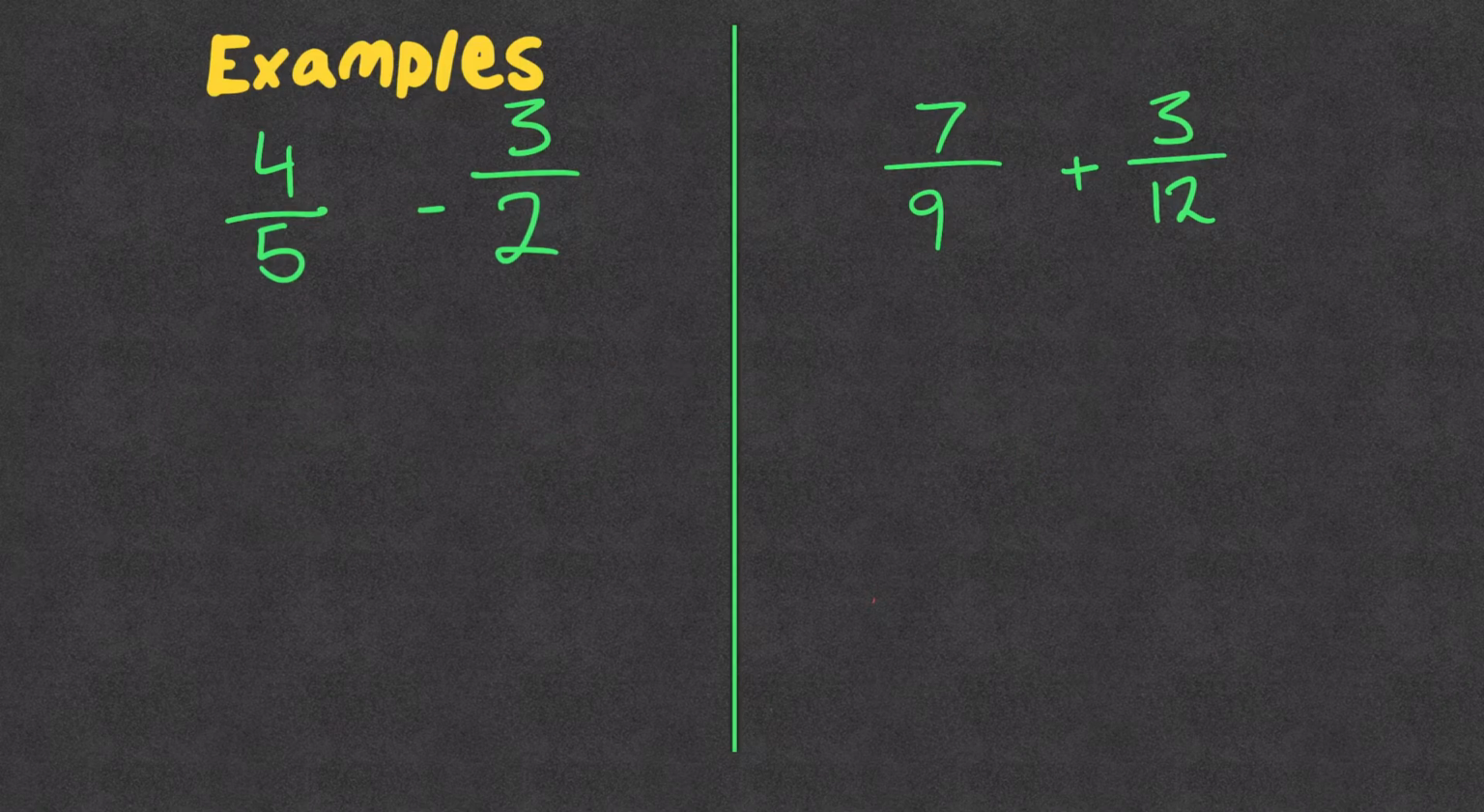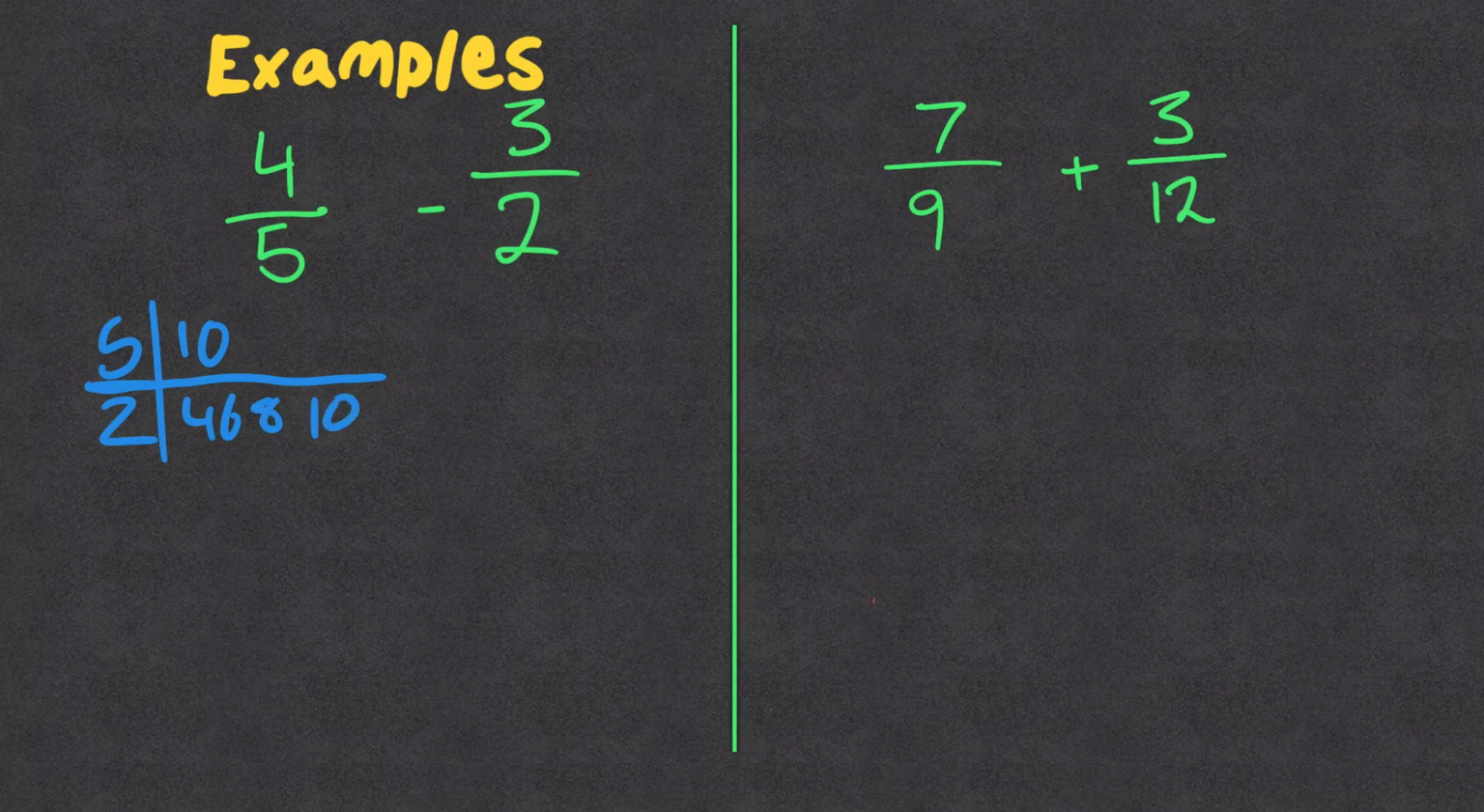Now, 4 over 5 take 3 over 2. We need to get a lowest common denominator first because the denominators are not the same. So let's write our list. We got 5 and 2. Multiples of 5, 10. I'm not going to write any more because I've done this enough where I know that 2 is going to go into 10. So 4, 6, 8, 10. There you go. There's your lowest common denominator.